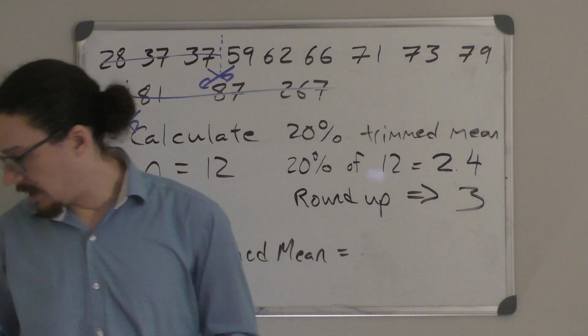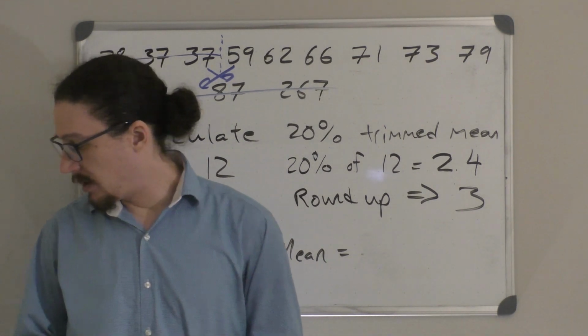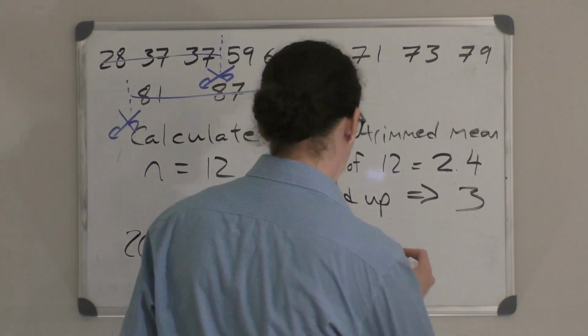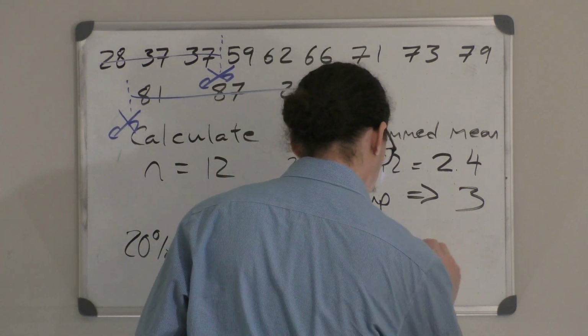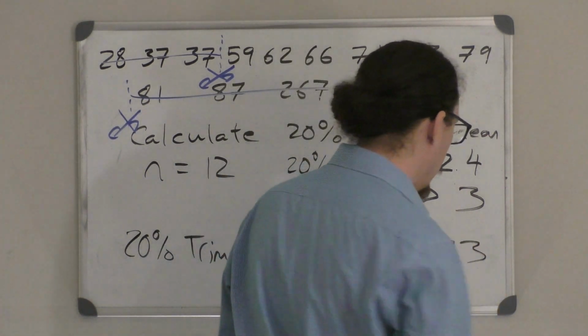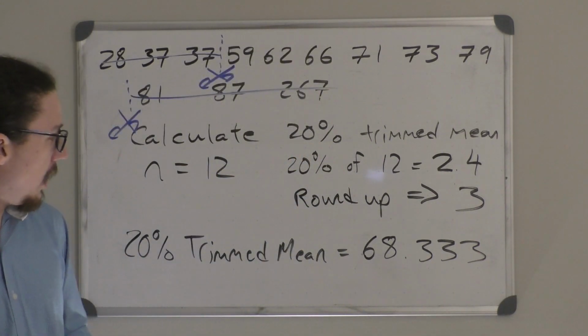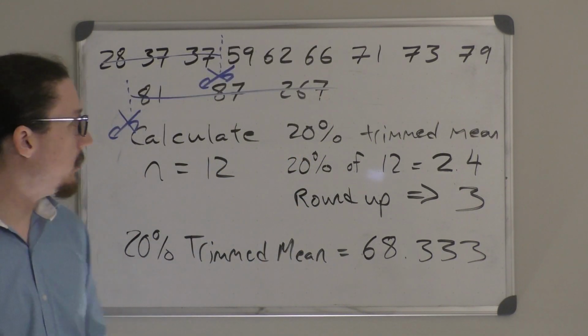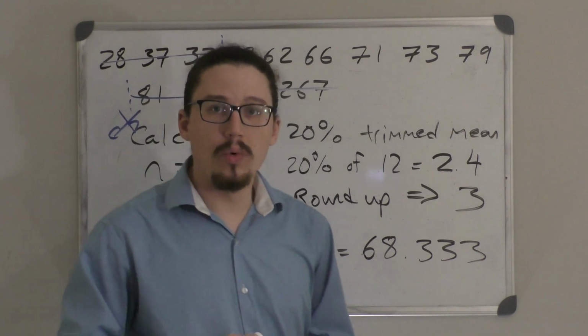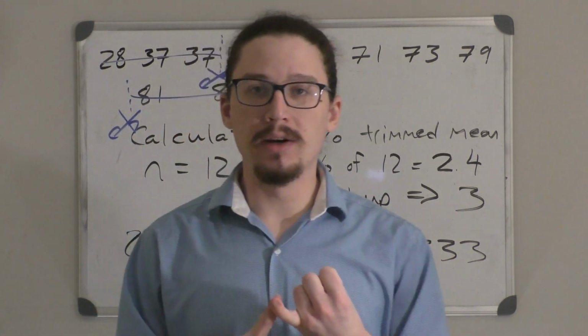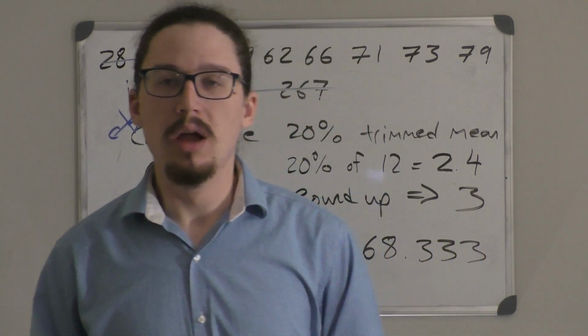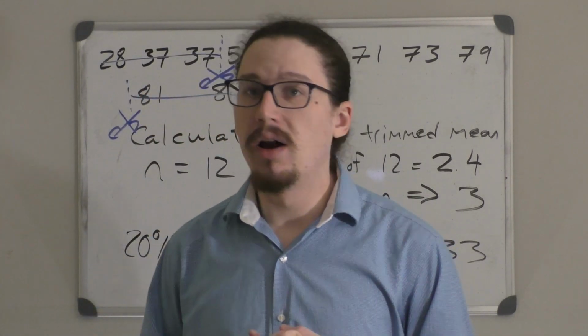So we get 410 divided by 6. And I'm going to just erase this and write down the actual answer, which is going to give us a trimmed mean of 68.33. But that is how we do a trimmed mean.